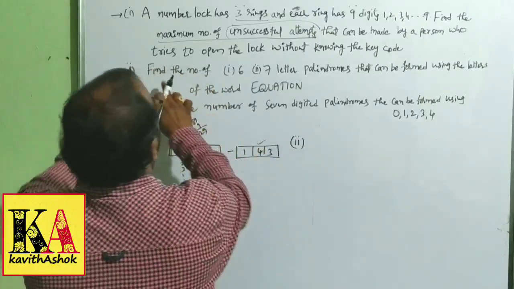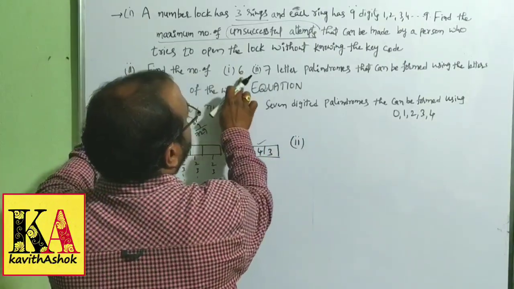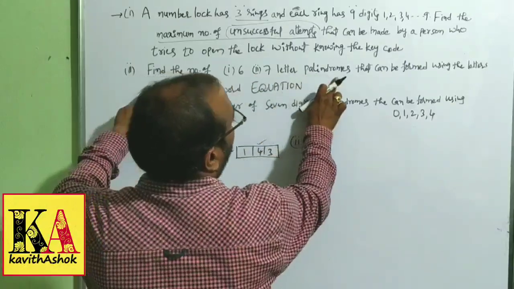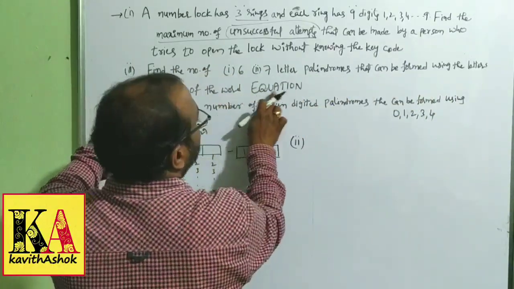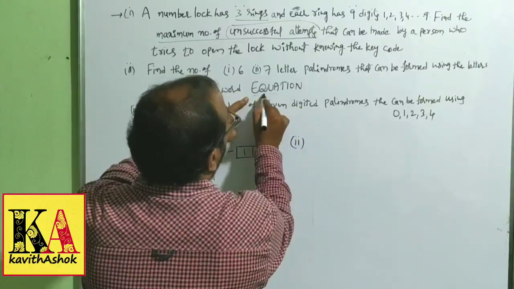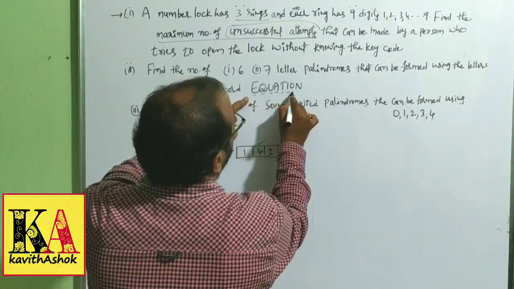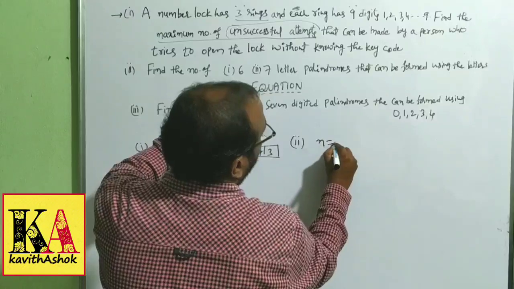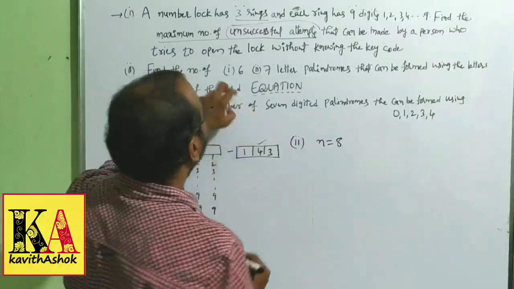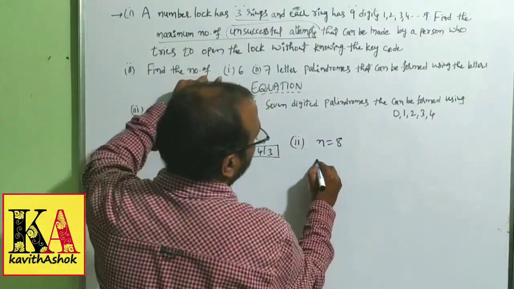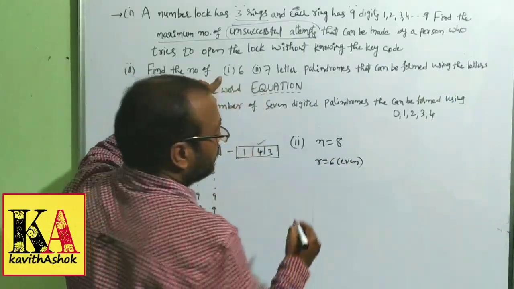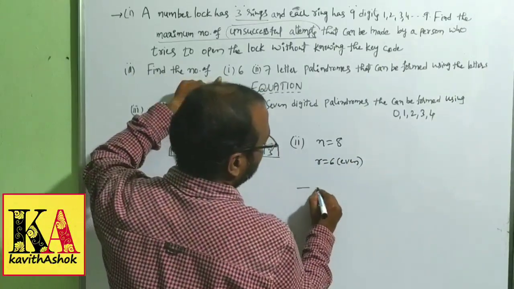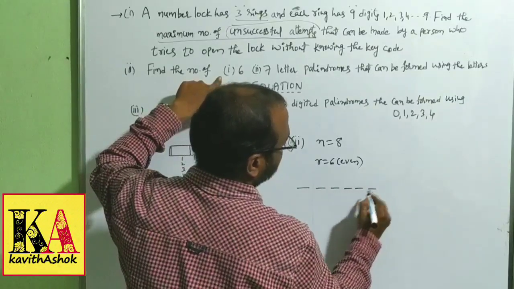What does it say here? Find the number of 6 and 7 letter palindromes that can be formed using the letters of the word EQUATION. EQUATION has 1, 2, 3, 4, 5, 6, 7, 8 letters, so n is equal to 8 here. First we want 6. 6 in the sense r value 6, that is even. First take 6 places: 1, 2, 3, 4, 5, 6.